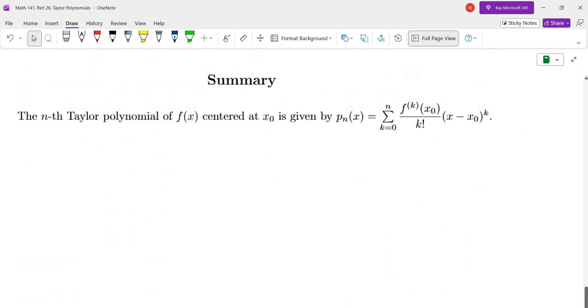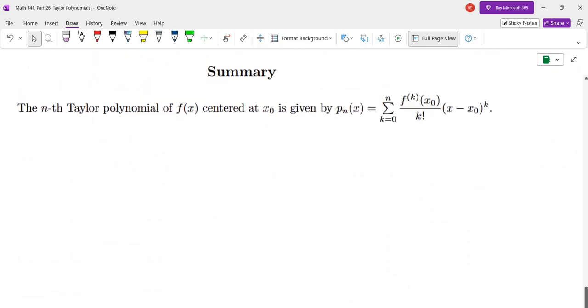So to summarize, what we did in this video was we talked about the nth Taylor polynomial for a function, and the formula is f^(k)(x0) divided by k factorial multiplied by (x minus x naught) to the power of k, and k ranges from 0 to n.